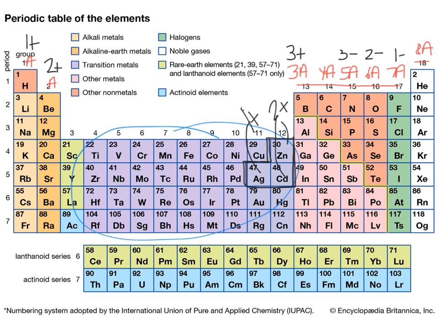Tin and lead in group 4A have more than one possible charge. We did not assign a charge to group 4A, so tin and lead are going to need a Roman numeral in their names as well to denote the charge.